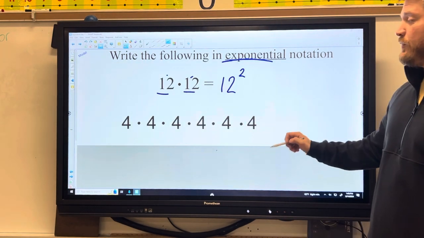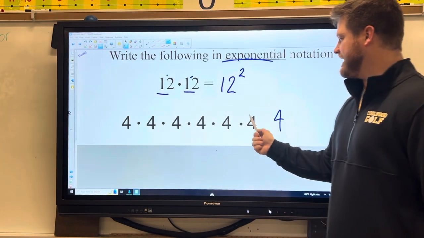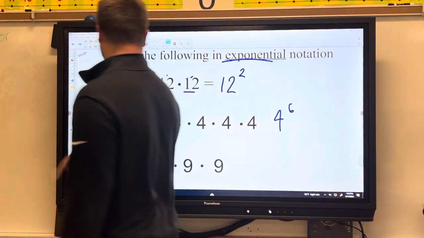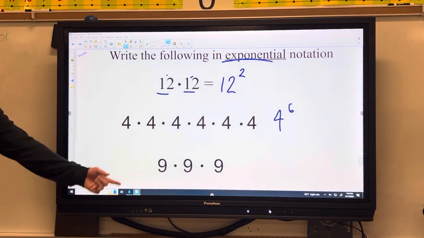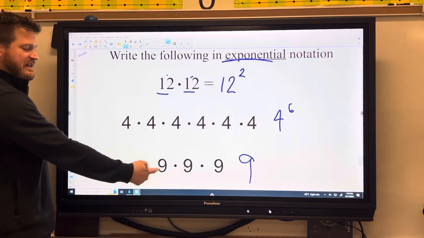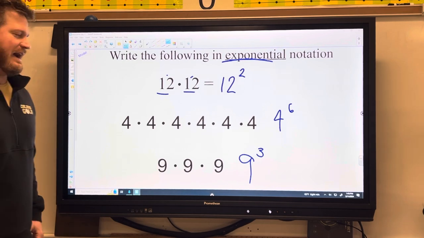The base, 4, there's a whole bunch of them, so it's going to be 4 to the 1, 2, 3, 4, 5, 6, 4 to the 6th power is how that would be written in exponential form. Last but not least, the base, what number is repeated? 9. How many times is it repeated? 3 times. This would be 9 to the 3rd power, aka 9 cubed.